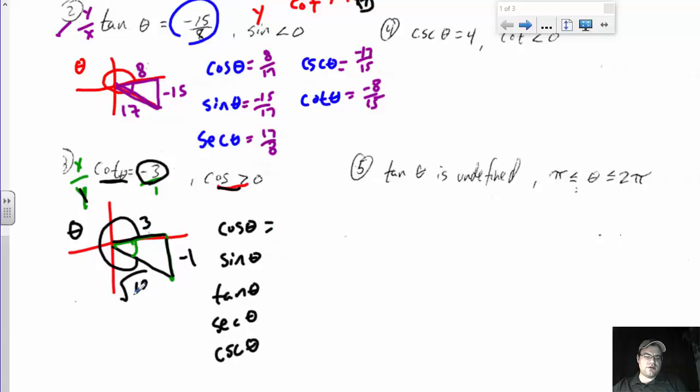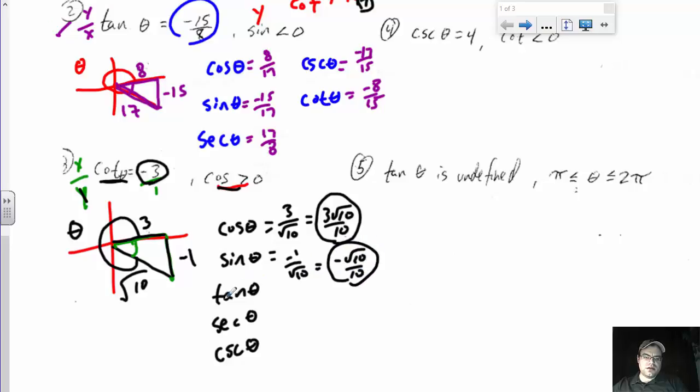So I have theta, theta, theta, theta, theta. Cosine is x over the radius, which is 3 over root 10. You can't leave it like that, so multiply top and bottom by root 10. So it's 3 root 10 over 10. Technically that is the only answer that's correct. Sine is the opposite. Opposite this reference angle is negative 1 over root 10, which I will rewrite again as negative root 10 over 10. Tangent is the reciprocal of cotangent. So this is basically going to be negative 1/3 if I flip this answer.